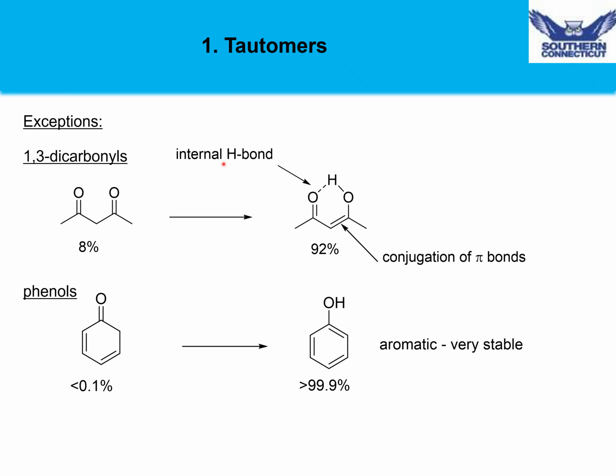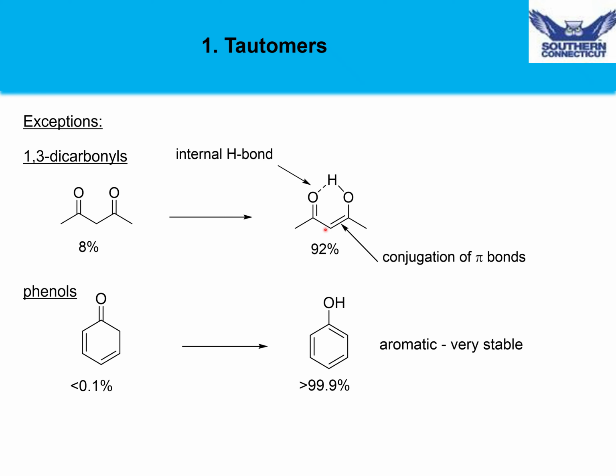There are a few examples where the enol form is favored over the keto form. This is seen with 1,3-dicarbonyl compounds. For example, if we have a 1,3-diketone as shown here, about 8% of all molecules for this compound would be found in the keto form, and around 92% of all molecules would be found in the enol form.